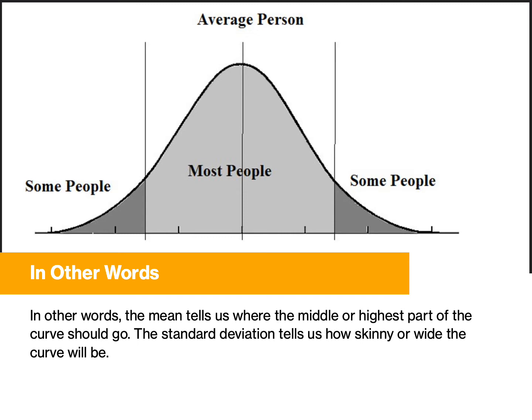In other words, the mean tells us where the middle or the highest part of the curve should go. The standard deviation tells us how skinny or wide the curve will be.